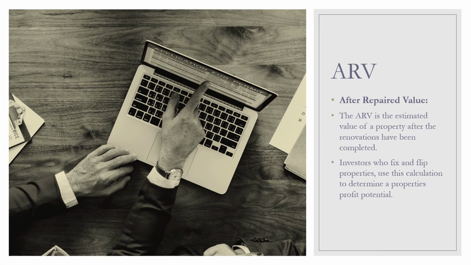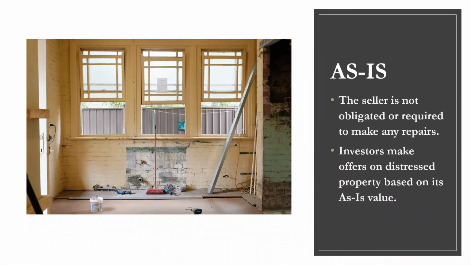First, we'll talk about the ARV, or your after repaired value. The ARV is an estimated value of a property after the renovations have been completed. Investors who fix and flip properties use this calculation to determine a property's profit potential. Next, we'll talk about as is. A property that's being sold or marketed as is basically means the seller is not obligated or required to make any repairs. Investors make offers on distressed property based on its as is value.